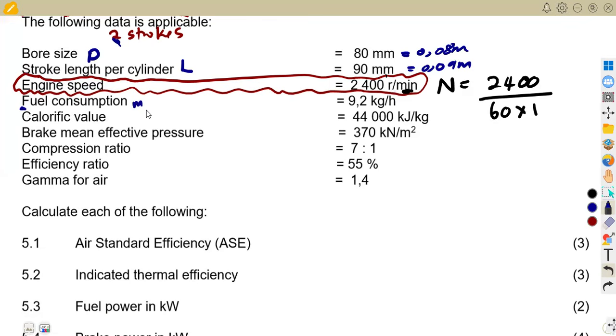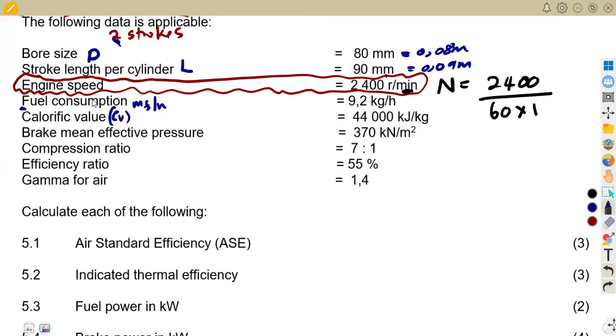And also the fuel consumption, that is the mass of fuel. You're given the mass of fuel, but it's given per hour. So this is the mass of fuel per hour. We are also given the calorific value, 44,000 kilojoules per kilogram. As I said, whenever you work with the calorific value, it's supposed to be in kilojoules per kilogram. So this is fine as it is.